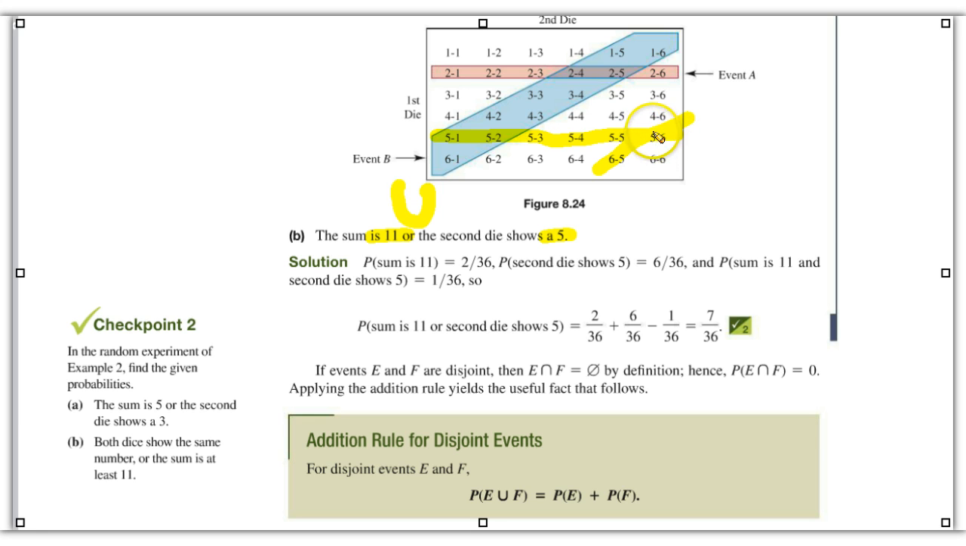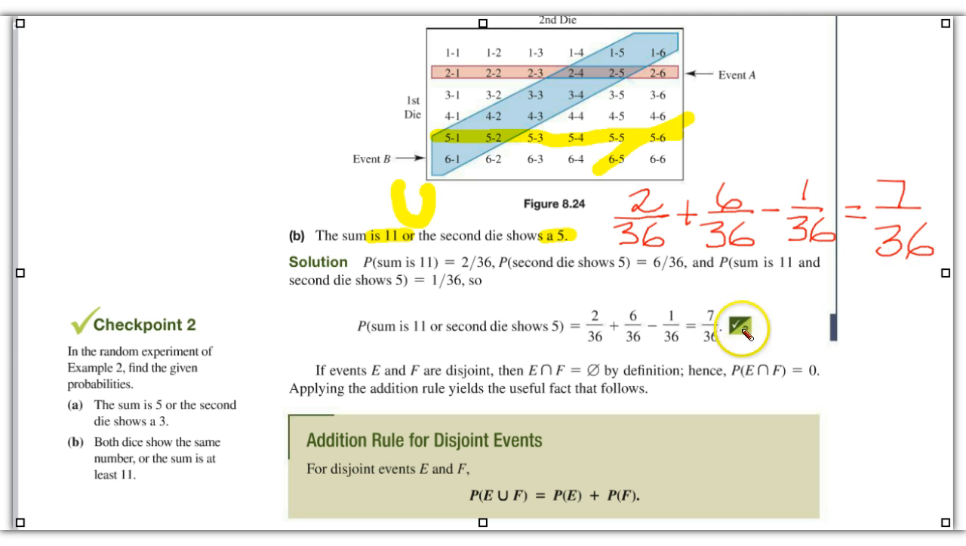But notice one of them is repeated, the 5 and the 6. So when we set this up, the 11 this way is 2 out of 36. That will contain a 5 this way is 6 out of 36. And that 1 is repeated. We have to subtract that out. So this gives us then a 7 out of 36. And that works out very nicely.